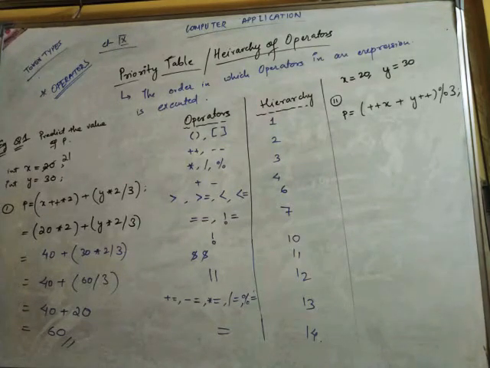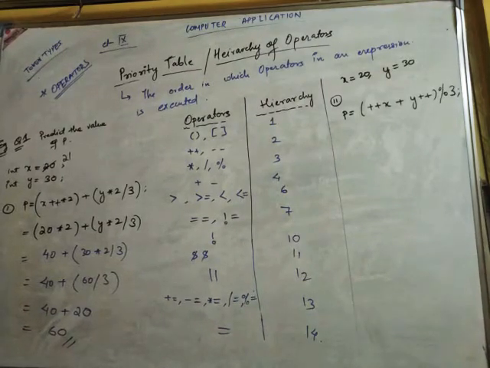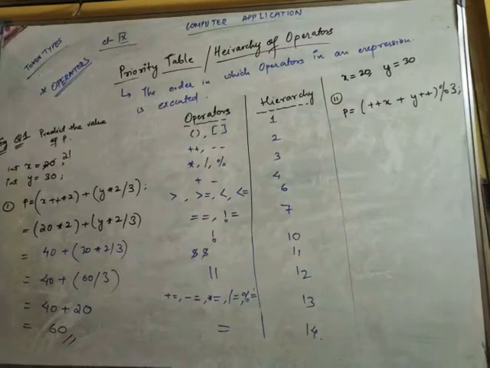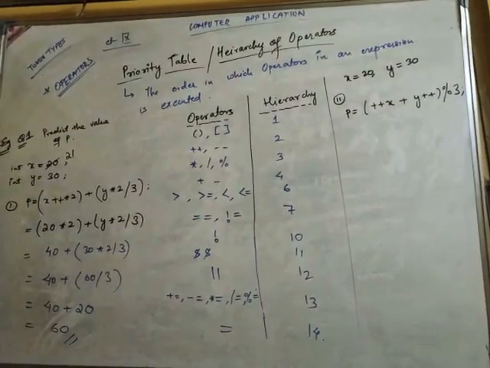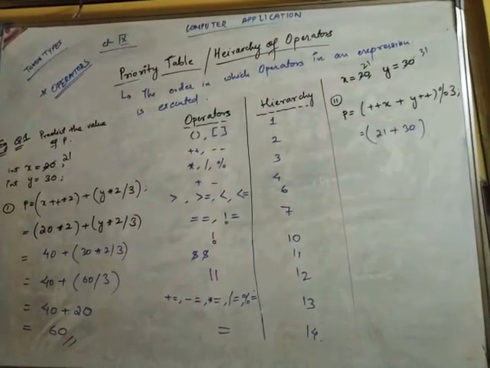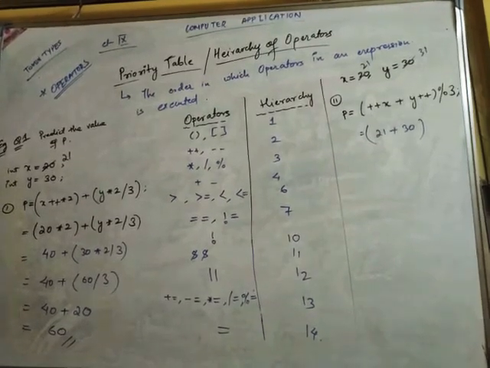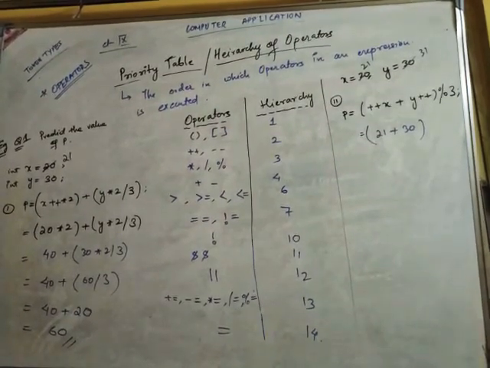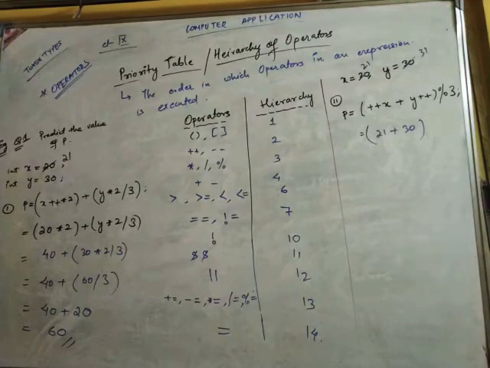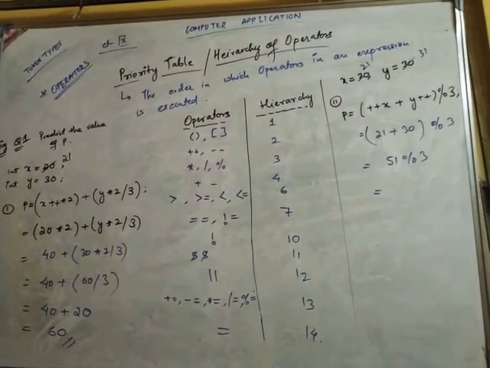So what will happen here is, plus plus x means what? First change, then use. Plus plus means first I have to increase, so the 20 value will first change to 21. Then y plus plus means first use. So the y value is 30; I used 30 first, then increased it by 1 to 31. The y value is changed to 31. Clear? And modulus 3. So you got 51 modulus 3.